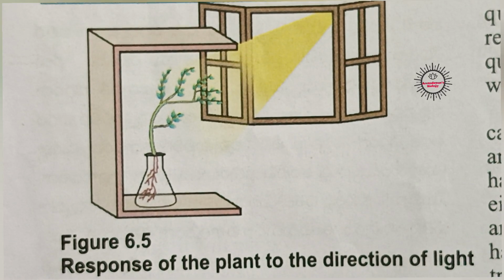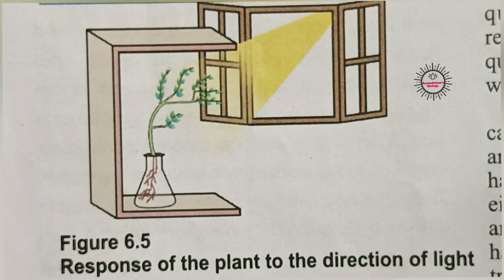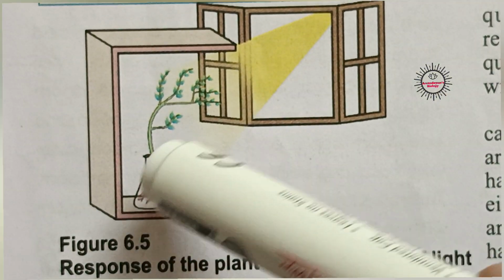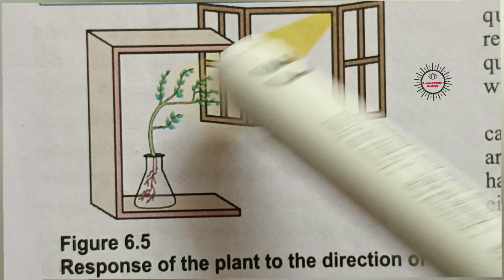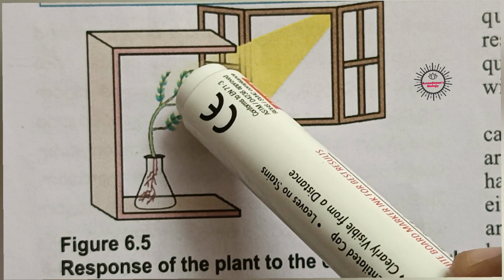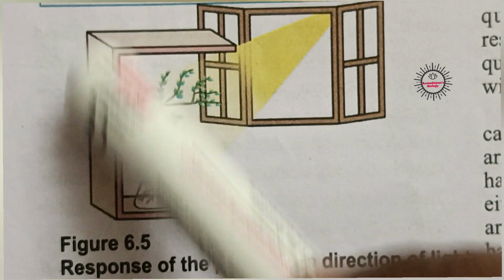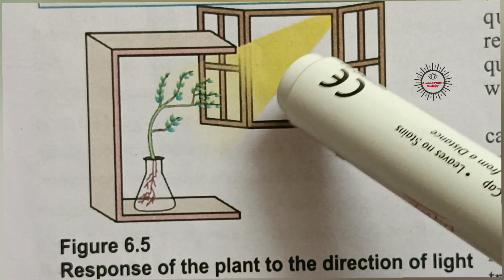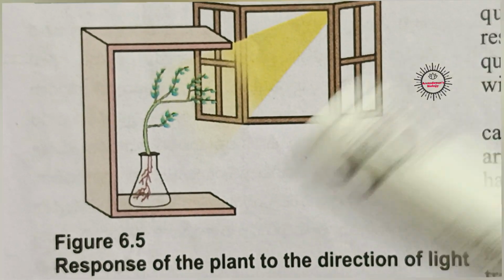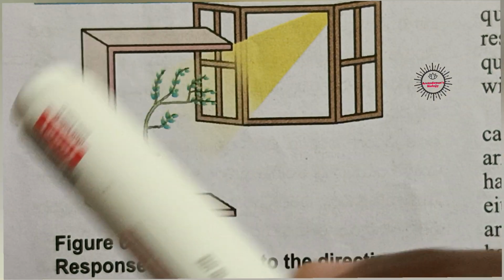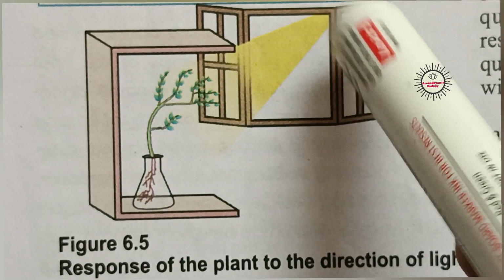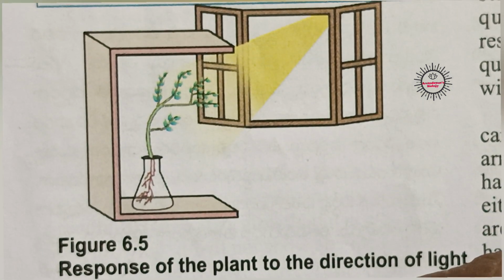Now turn this conical flask in such a way that the roots are facing towards sunlight and the stems are facing away from the sunlight. That means the stem of this plant must face this side of the cardboard, away from the sunlight. Again after some days you can clearly see that the stems bend towards sunlight again, and the roots move away from the sunlight.